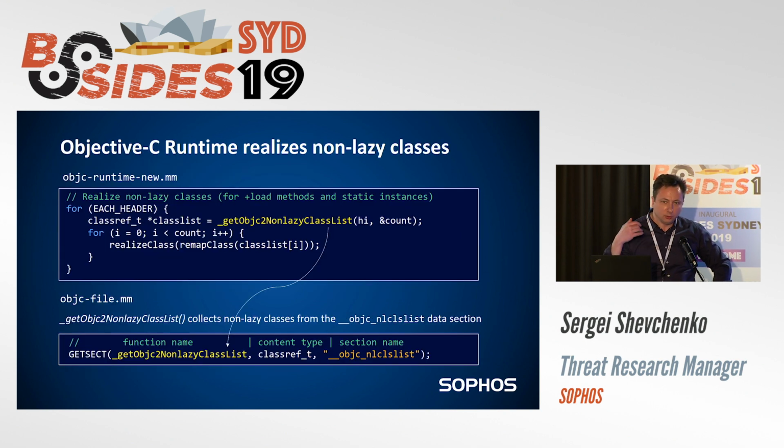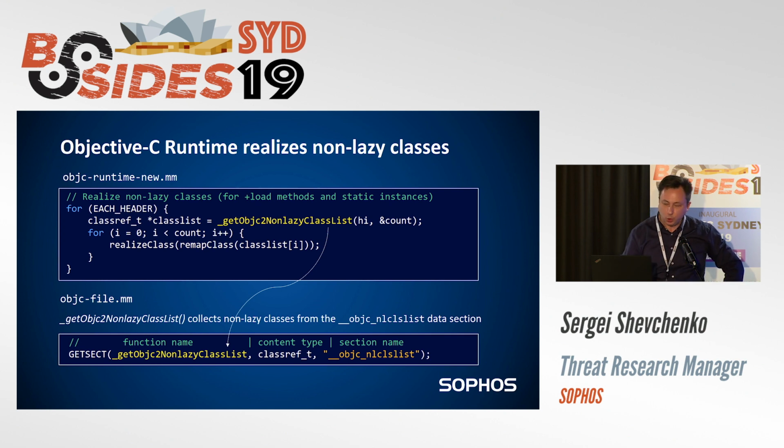It helps to have a look at the actual source code of the Objective-C runtime. By the way, I don't know why, but when I made these slides it was available online, and now it's pulled offline. It can still be found in the history. If you look at this code right here, you can see that there is a class list. The class list is obtained by calling the function getObjc non-lazy class list. That function itself is a macro that reads the section called __objc_nlclslist. That stands for Objective-C non-lazy class list.